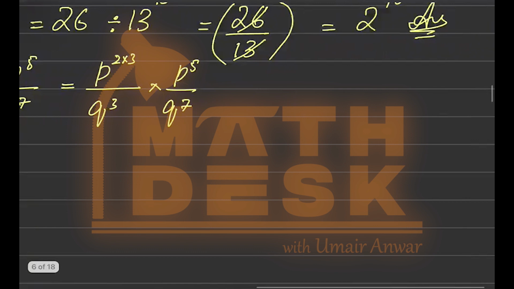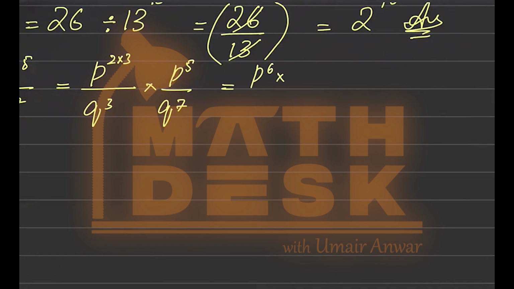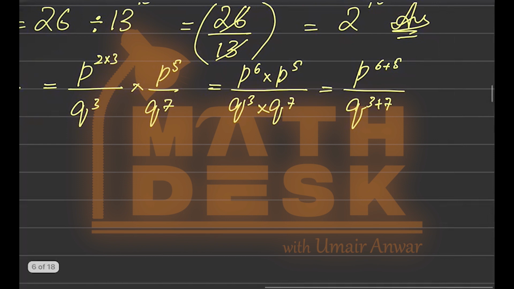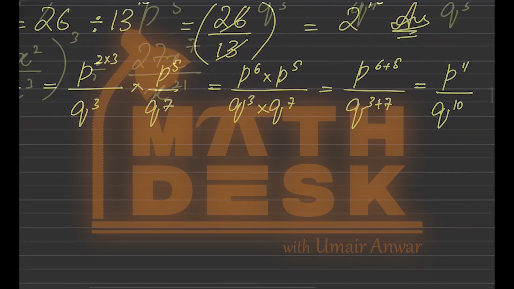We have p raised to 6 multiplied by p raised to 5 divided by q raised to 3 into q raised to 7. So now the bases are the same. They are being multiplied in the numerator and the denominator, so their indices should be added. So p raised to 6 plus 5 and q raised to 3 plus 7. So it would become p raised to 11 divided by q raised to 10. This would be the final answer of this.